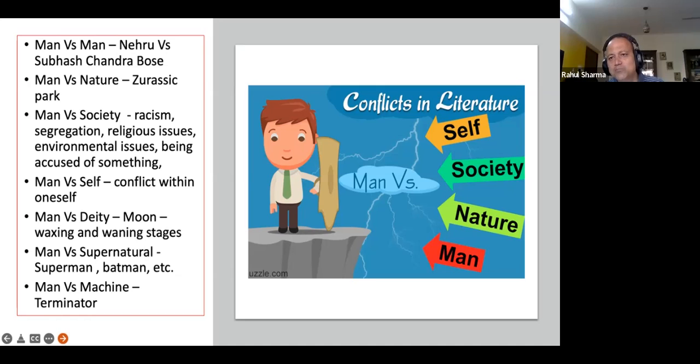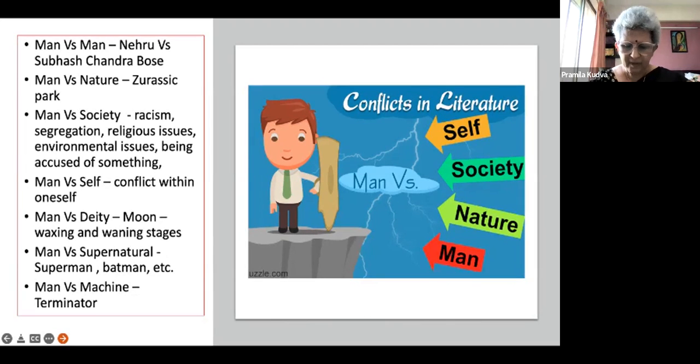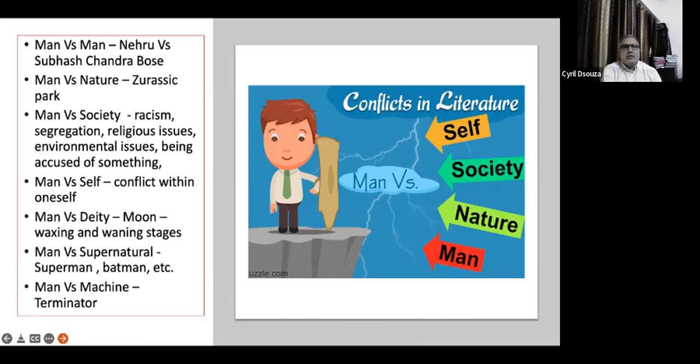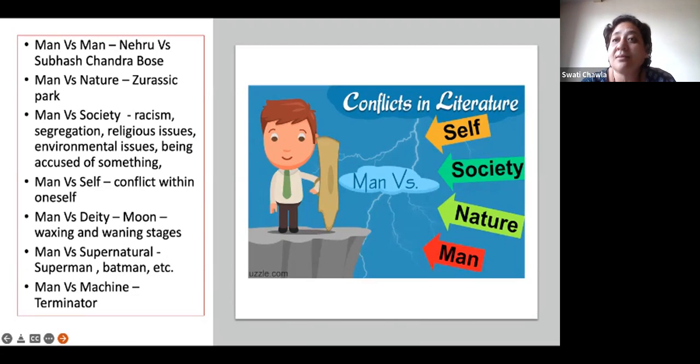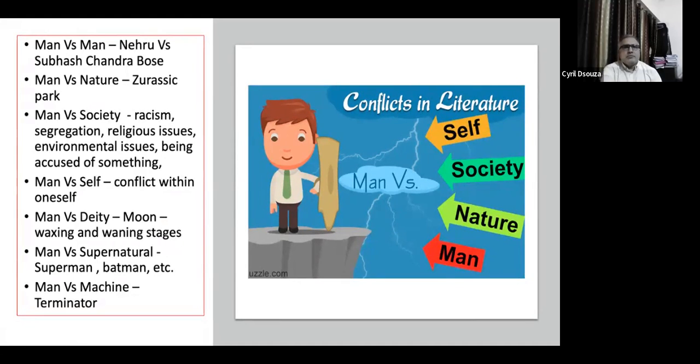All these doomsday movies, the one being about this COVID virus which came. Avatar. All right, Avatar. Man versus society, racism, segregation, religious issues, environmental issues, being accused of something.